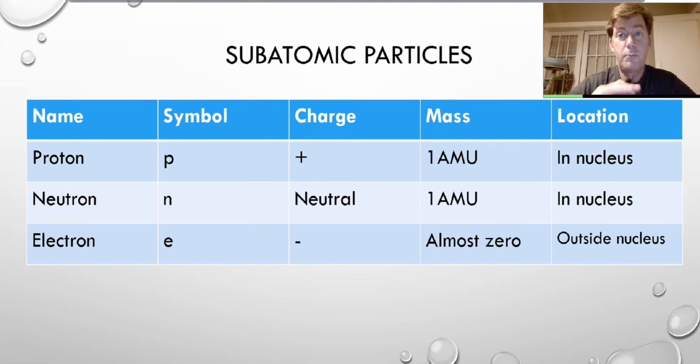Where we find them, protons and neutrons are found in the nucleus, in that very small, concentrated nucleus that holds 99% of the mass of the atom, and the electrons are going around.